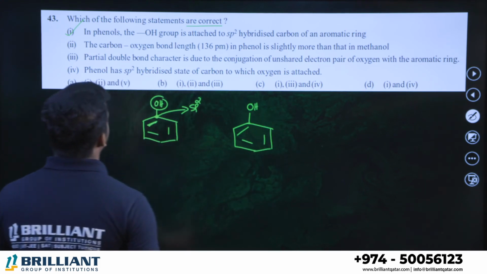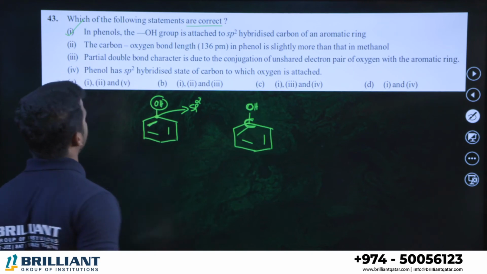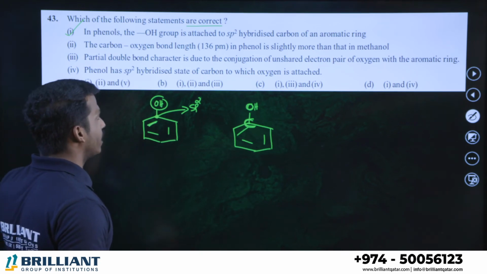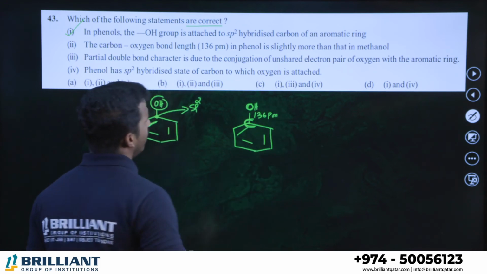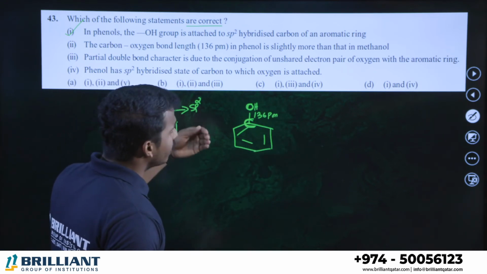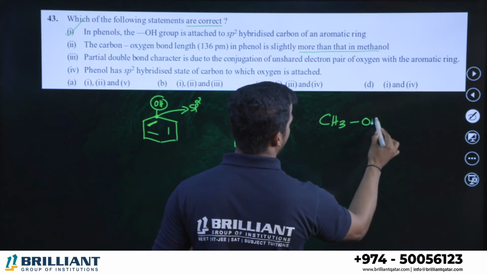Okay. Where is the carbon-oxygen bond? This is the bond, C-O. The carbon-oxygen bond length is 136 picometer in phenol, slightly more than that of methanol. Do you agree with that?